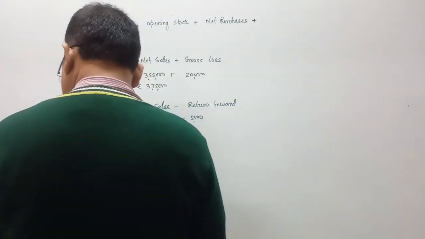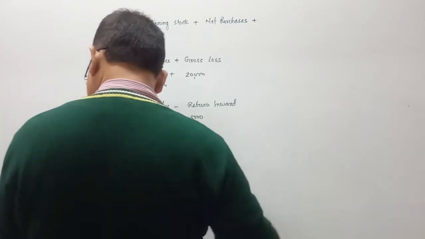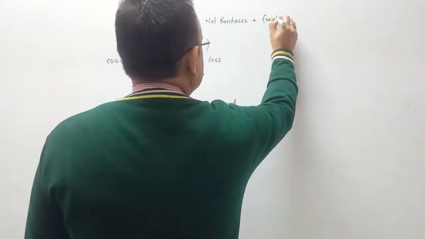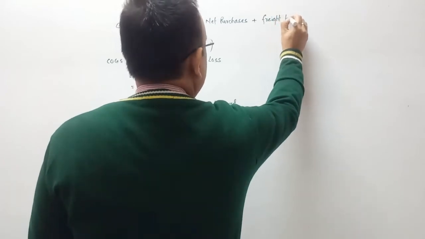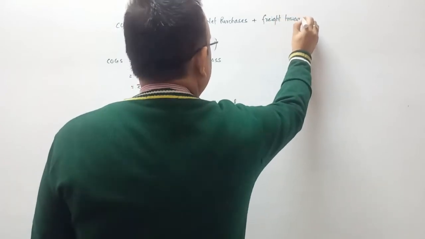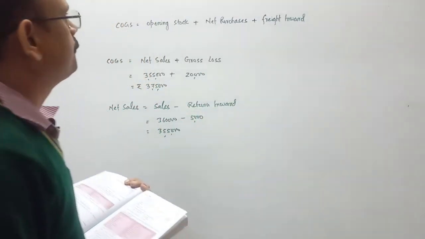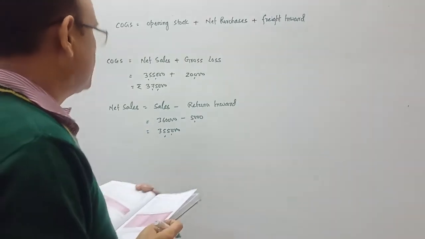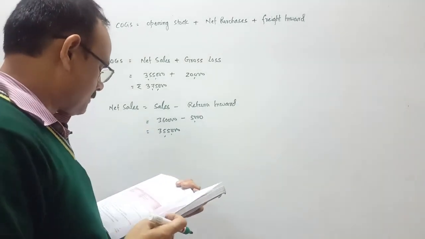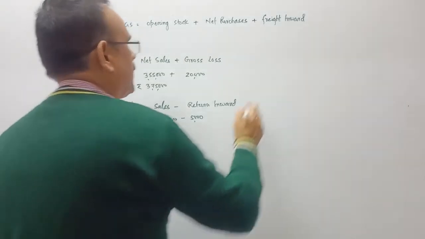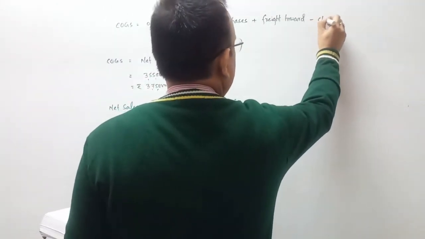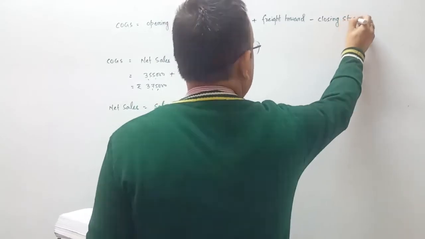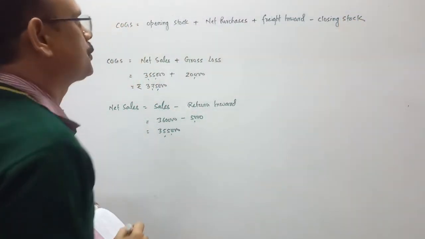Plus direct expense. Here the direct expense is freight inward. Freight inward is a direct expense. Freight outward will be an indirect expense. So cost of goods sold is equal to opening stock plus net purchase plus freight inward minus closing stock.